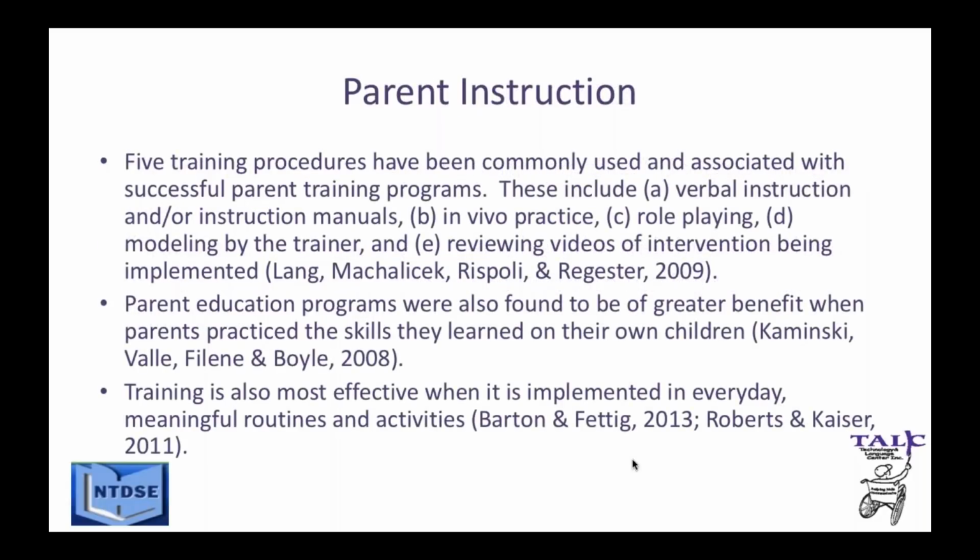So we talked about successful training elements for school programs, but what about those for parents? Well, five training components have been commonly used and associated with successful parent training programs. These include verbal instruction and/or instruction manuals, live practice, role-playing, modeling by the trainer, and reviewing videos of the intervention being implemented. Not surprisingly, parent education programs were also found to be of greater benefit when parents practice the skill they learned on their own children. And just like we see in the schools, training is most effective when it is implemented in everyday, meaningful routines and activities.